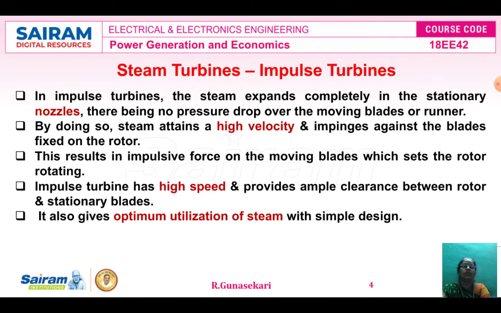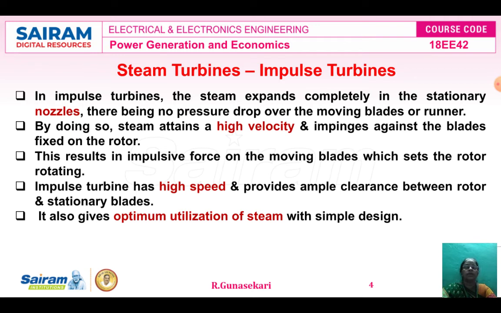Now we study the impulse turbine. In the impulse turbine, the steam expands completely in the stationary nozzle, that is the fixed nozzle. There is no pressure drop over the moving blades, that is the runner of the turbine. The steam attains a high velocity and impinges against the blades fixed on the rotor. The result is an impulsive force on the moving blades which sets the rotor rotating.